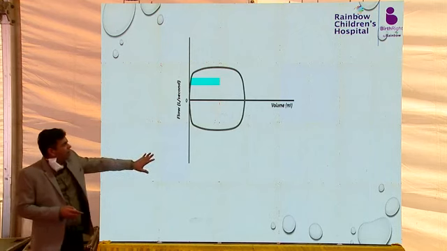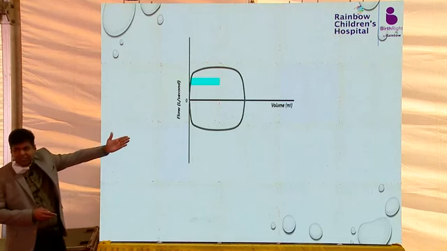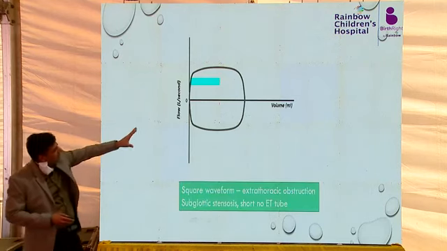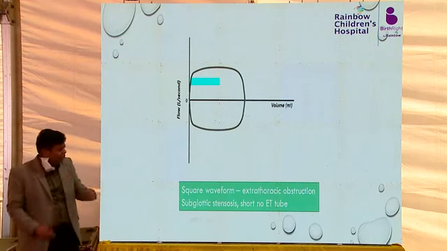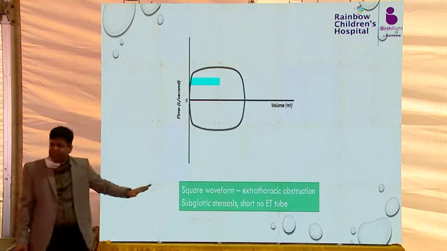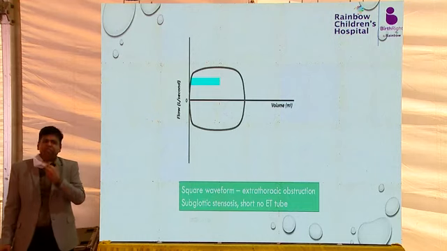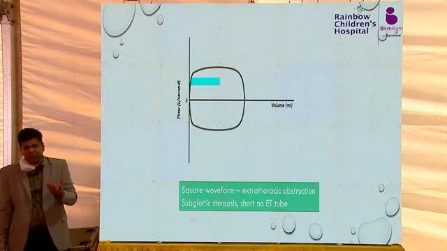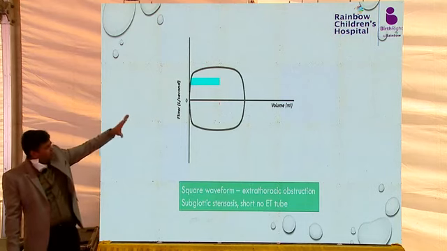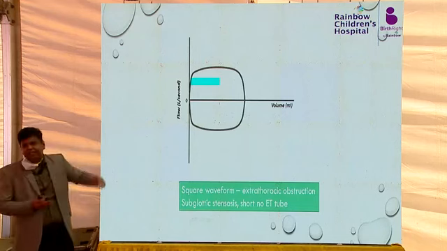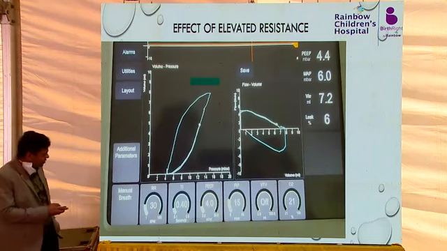Okay, let's look at some of the flow waveform problems. If the flow waveform is like this, the flow volume loop is like this. It's like a square shape. It's when the resistance is increased, when the extrathoracic resistance is increased. Extrathoracic resistance is increased when there is subglottic stenosis or your tube size is too small. The child needs a tube size of 3.5 and you have put a tube size of 2.5. Then the inspiration and expiration, both the flows are lesser. Okay. So effect of elevated resistance, let's see.